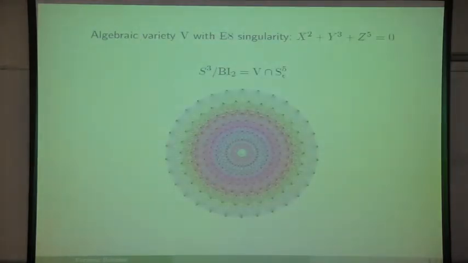It's also related to an interesting E8 singularity. If one takes this algebraic variety, which at the origin x equals y equals z equals 0 has an E8 singularity, one can find this Poincare homology sphere by looking at the intersection of this variety with a 5-sphere of appropriate size.